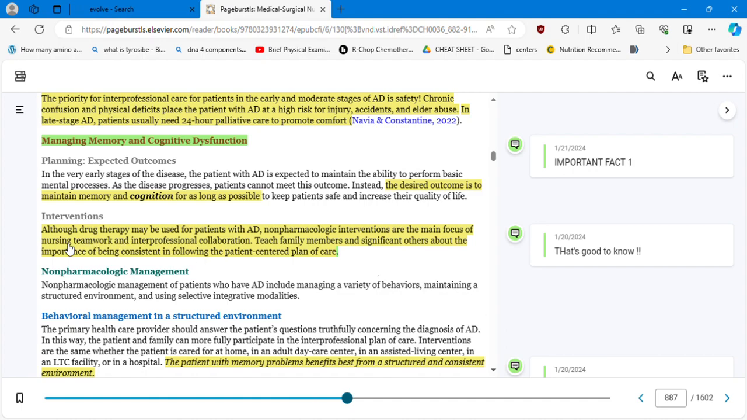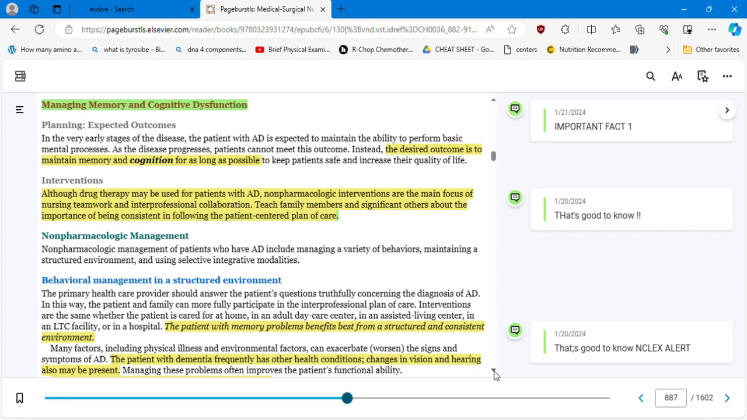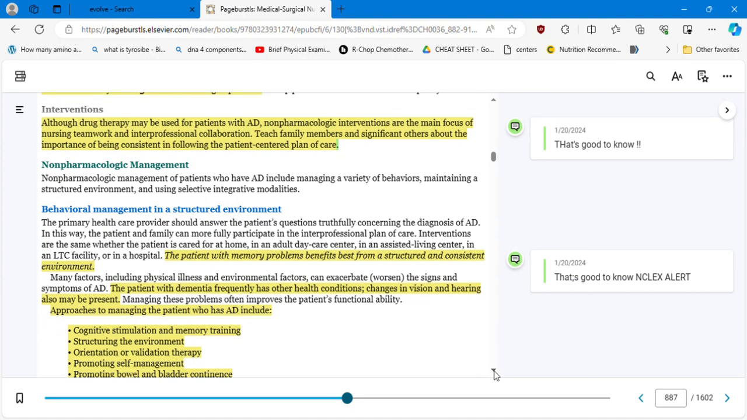So interventions: although drug therapy may be used for patients with AD, non-pharmacologic interventions are the main focus of nursing teamwork and interprofessional collaboration. Teach family members and significant others about the importance of being consistent in following the patient-centered plan of care, and that's good to know. So besides the pharmacological, we have other interventions.